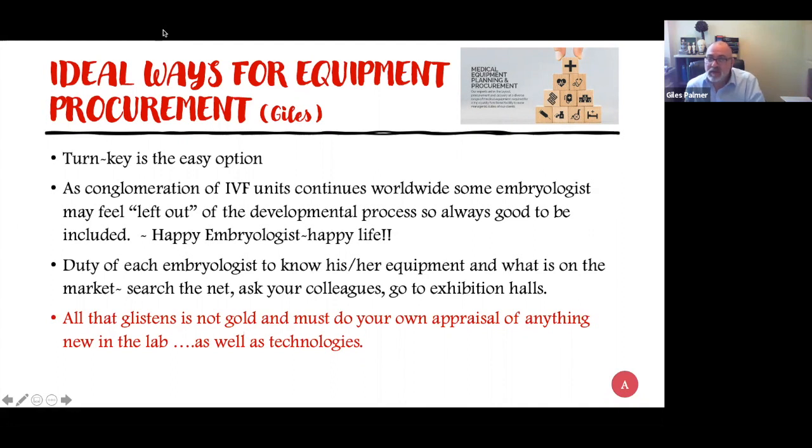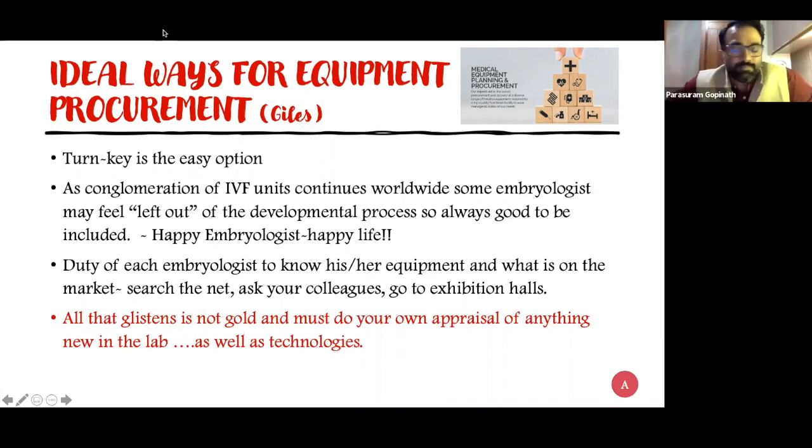So just keep on top of things, look at the market, look at the websites, and look at your own needs. Not every lab needs these technologies. Maybe it's not cost-effective at the time, but we can also dream. So to keep it short and sweet, it's just a matter of educating yourself.